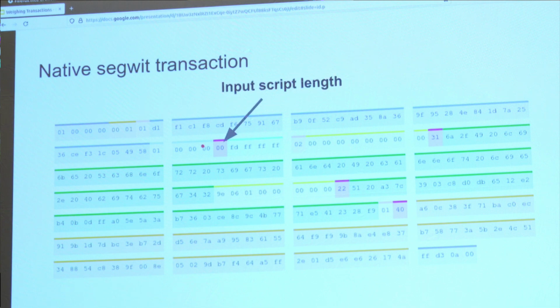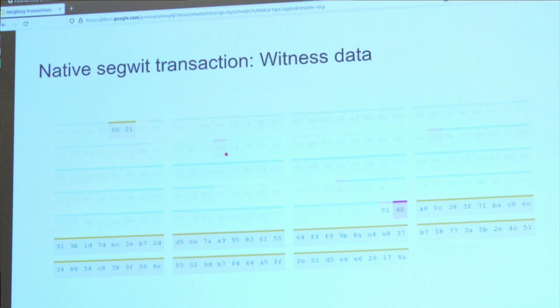For example, the input script length here is now 0. And that is because we no longer have an input script on native Segwit inputs. Instead, we provide the data to satisfy the spending conditions in the witness. So you can always recognize a native Segwit input by having an input script length of 0. All right, let's look at the witness data.